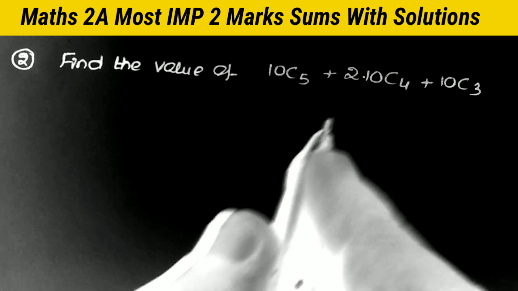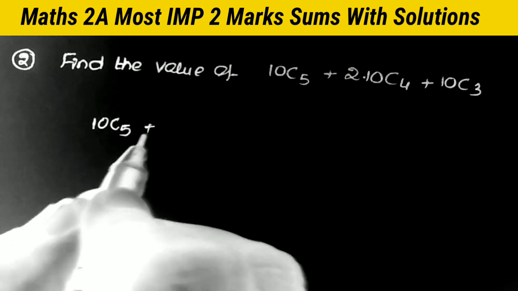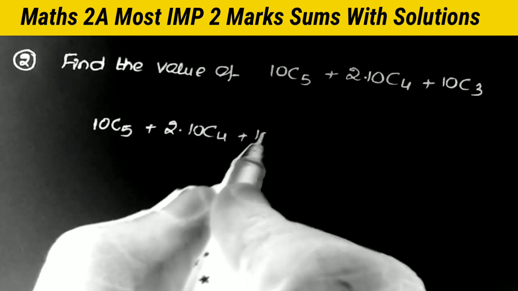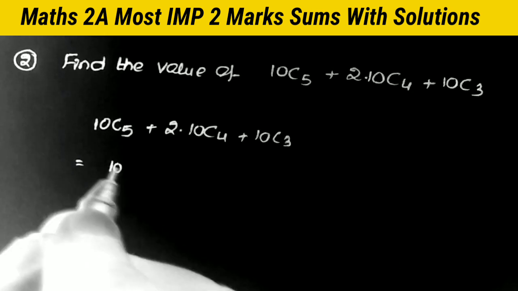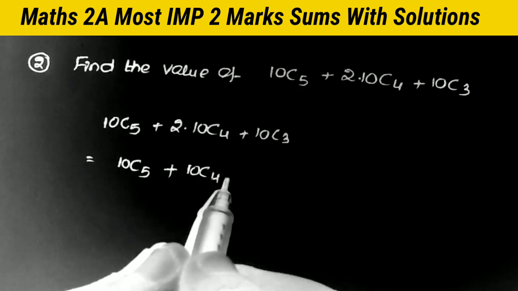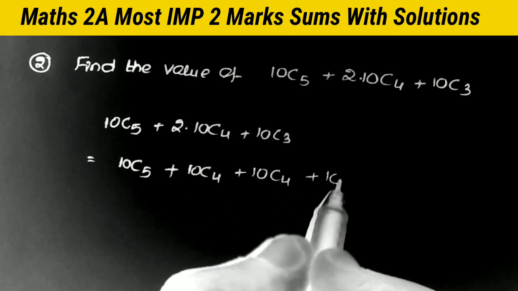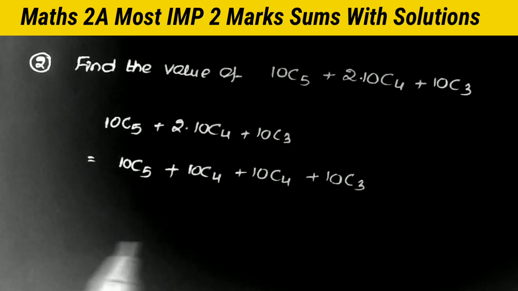Next problem. Find the value of 10C5 plus 2 into 10C4 plus 10C3. We have to find this value. In the next step, I take this value as 10C5 plus 2 into 10C4 plus 10C3, where 2 into 10C4 is equal to 10C4 plus 10C4. So it is 10C5 plus 10C4 plus 10C4 plus 10C3.